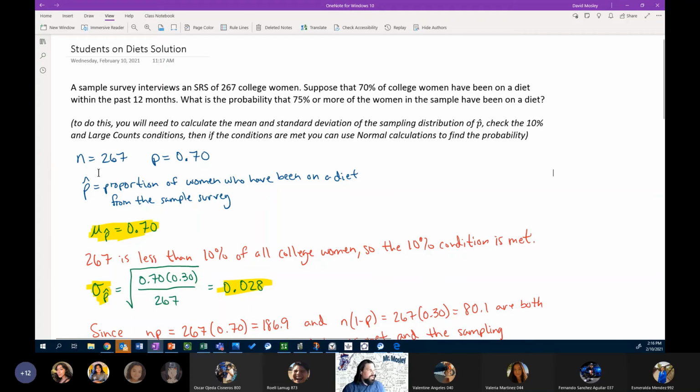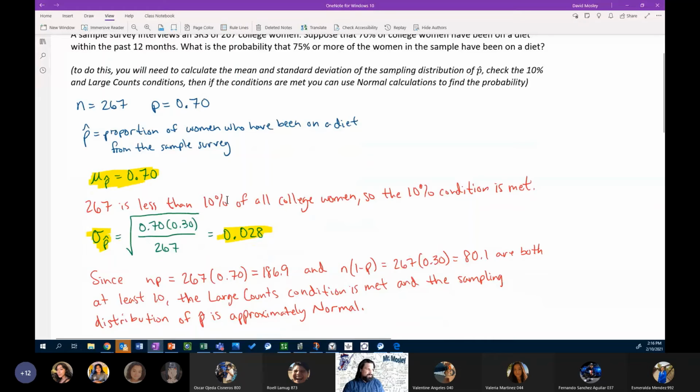Excellent. So here we have it. n, the size of our sample, is 267. p, the population proportion, is 0.70, right, 70%. p hat is equal to the proportion of women who have been on a diet from the sample survey. Based on what we know, the mean of the sample proportions is 0.70, the same as the population proportion.